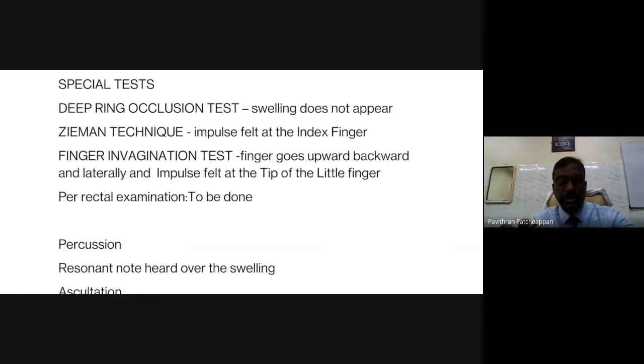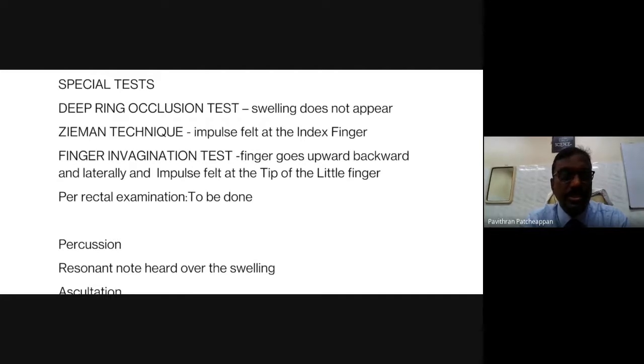It is direct. Your wording should be: it appears or does not appear. It appears through palpable. The purpose of the DRO test is to observe whether it is appearing after occlusion or does not appear. That is the correct word you should use.